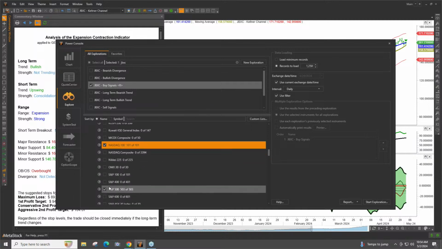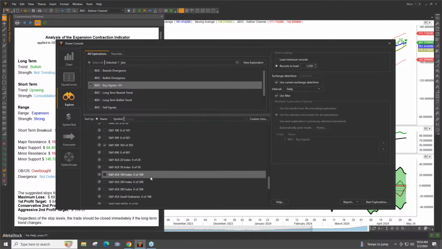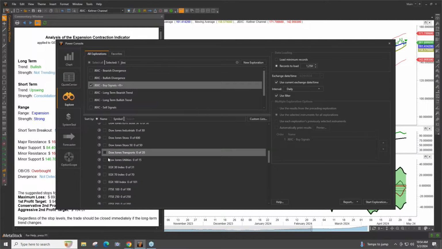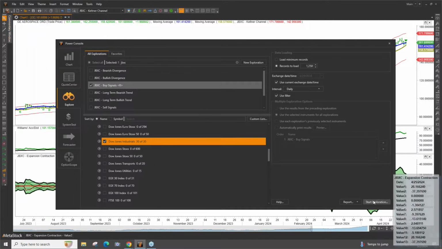selected right now. I've got the S&P 500 selected, and that should be good. I could add the Dow in there, but that's not really going to throw a lot of stuff in there. But we'll just run this to show you how easy it is to weed through these. I'm going to go ahead and start this.